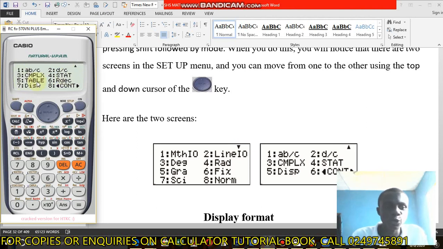Number 4 is statistics mode. When we get to probability and statistics, you'll be using this statistics mode. Number 5 is table. You'll be using this in frequency distribution tables, and in quadratic interpretation, quadratic graphs. You'll be following these modes in our subsequent tutorials.